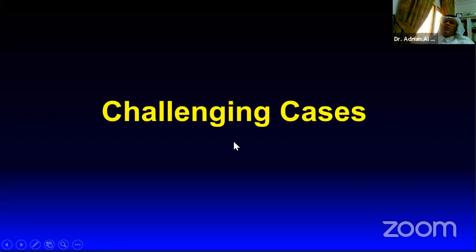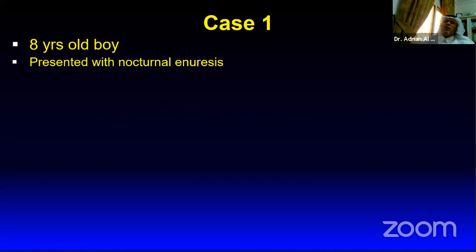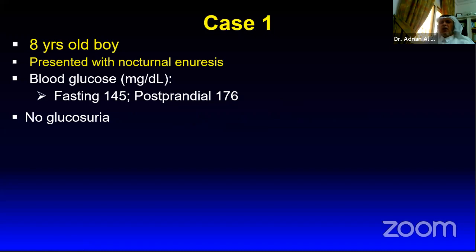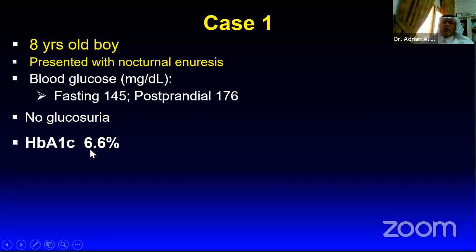So let me start with the challenging cases. Case number 1 is an 8-year-old boy who presented with nocturnal enuresis. Of course, we thought of diabetes, and we found that the postprandial sugar was 176, which is fine, but the fasting blood sugar was high. We know that any blood sugar above 100 or above 110 is abnormal, and above 126 is diagnostic of diabetes. There was no glucosuria. The hemoglobin A1C was high. Any hemoglobin A1C above 6 is diagnostic of diabetes.